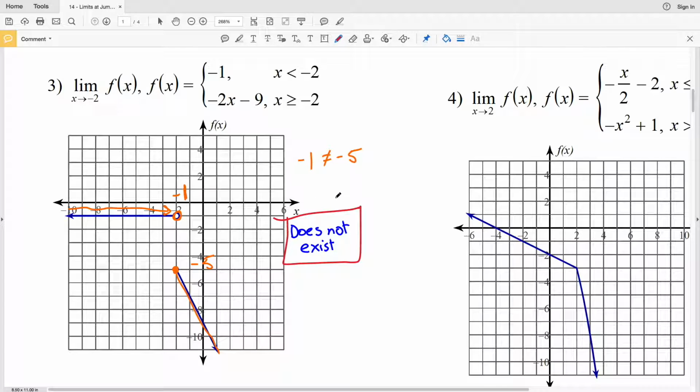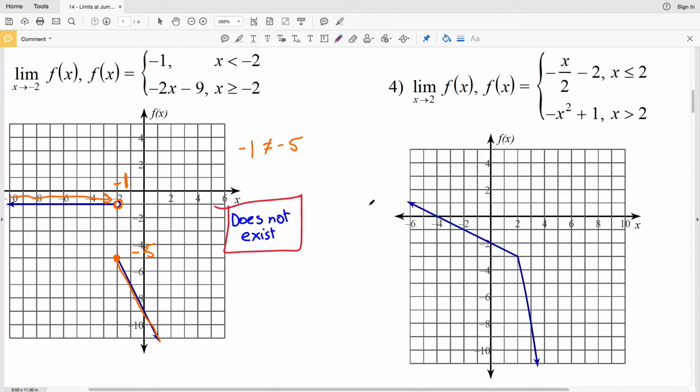However, the one-sided limits do. So if we were to say as x approaches negative 2 from the left, that would be negative 1. And if we said the limit as x approaches negative 2 from the right, that would be negative 5. However, it asks for the limit as x approaches negative 2, and because we have two different answers that are not equivalent, the limit does not exist. Let's continue on to number 4.